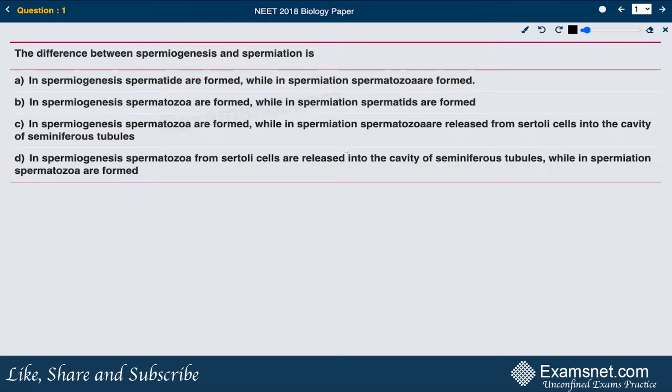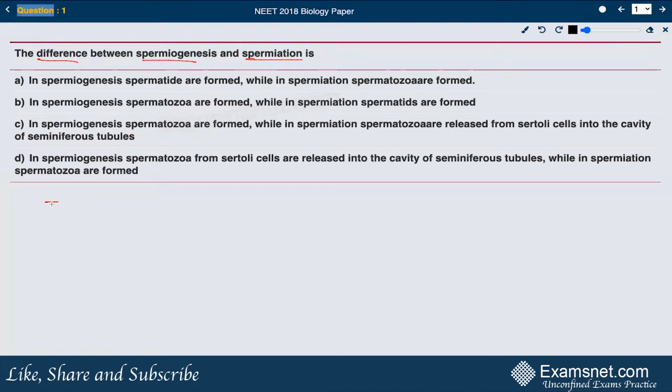The very first question that you can see on your screen is question 1, and it says that the difference between the process of spermiogenesis and spermiation is. All right. So this is a question that has been asked from your human reproduction chapter of your standard 12. Certain statements are given regarding the process of spermiogenesis and spermiation. So let me first tell you what exactly these two processes are.